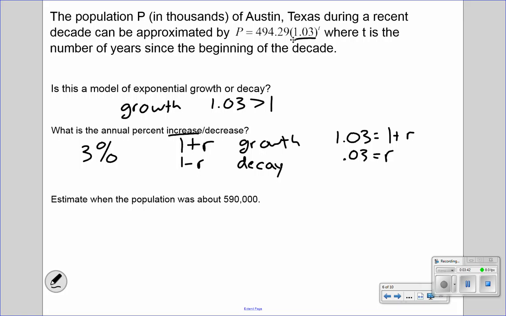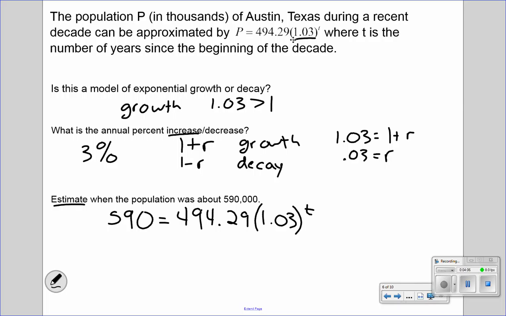The next question asks us to estimate when the population was about 590,000. So we're going to write 590. Remember that this is already in terms of thousands. Equals 494.29 times 1.03 to the t. Now, we can't solve for exponents yet. So what we're going to do is simply graph and estimate.